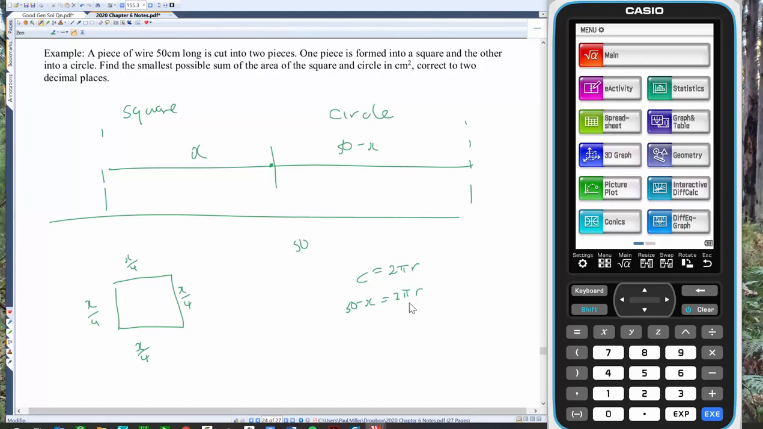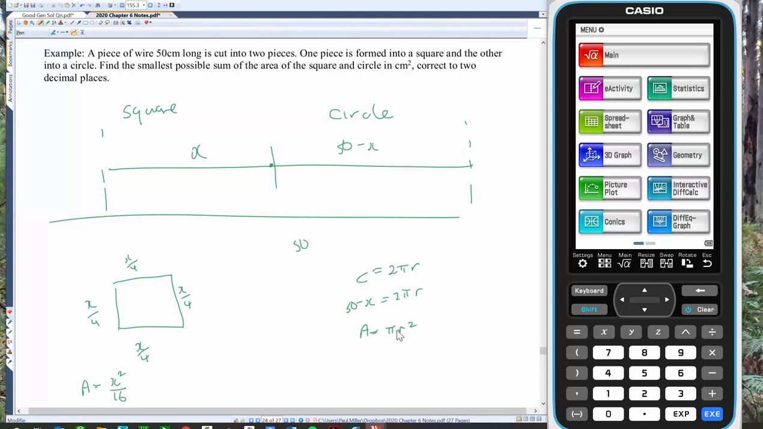Now, what do I do from here? Well, I need to make an area function, okay? And the area of this square is easy. Area equals x on 4 times x on 4, length by width, which is going to be x squared on 16. All right. Now this one here, the area of a circle, recall, is area equals pi r squared.